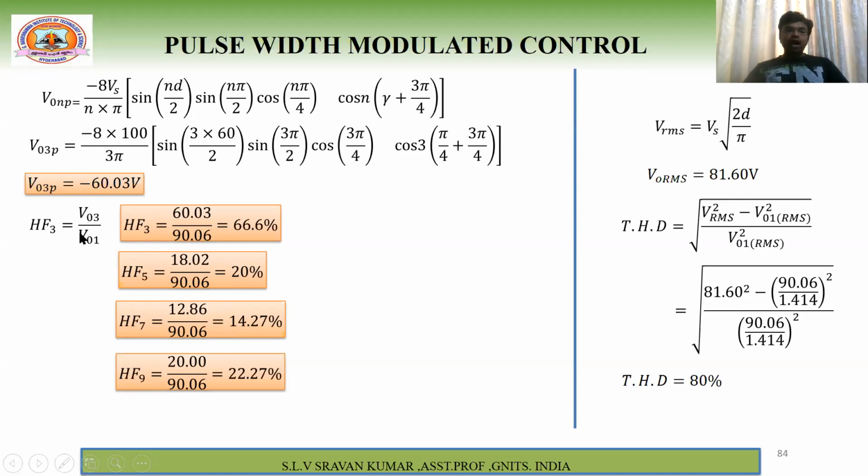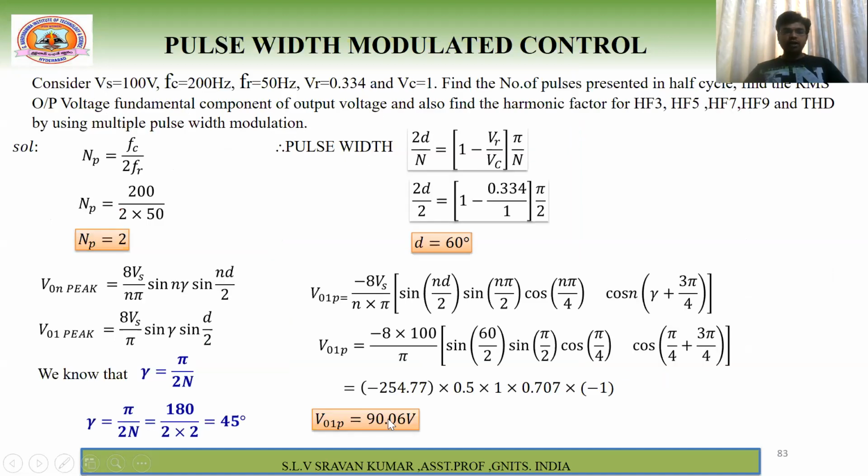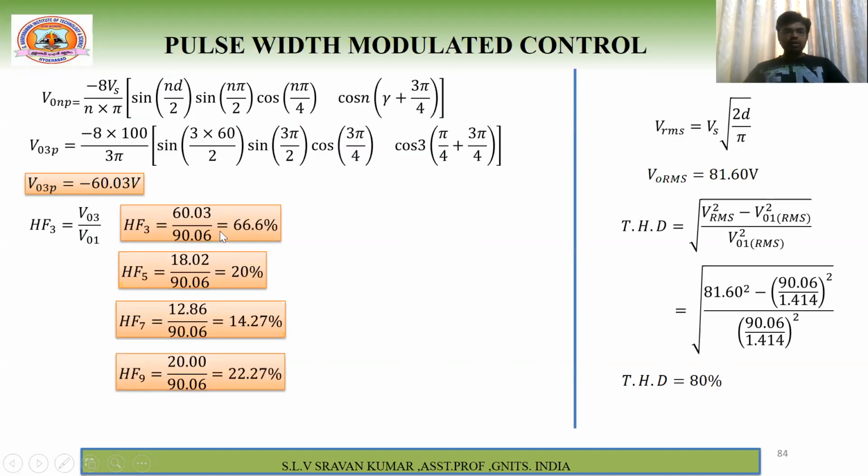So we will find out the harmonic factor. Harmonic factor means V03 divided by V01. Therefore H3 is equal to 60.03 divided by the fundamental we got, 90.06. So that is 66.6%. Similarly, please find out for V05. Very simple, just wherever this n is there, you substitute 5. For 7, you substitute 7, and you will get these harmonic factors.